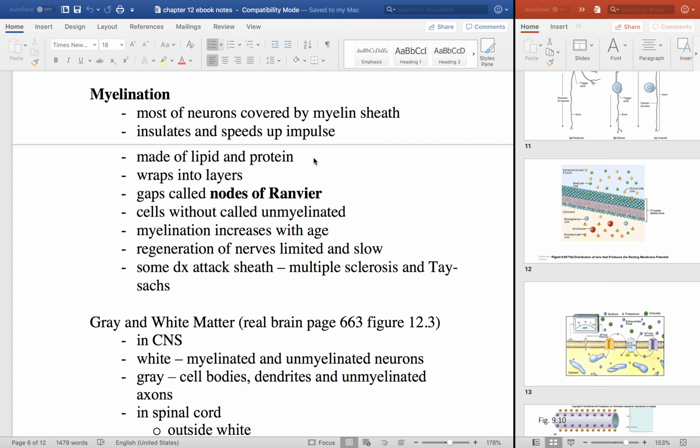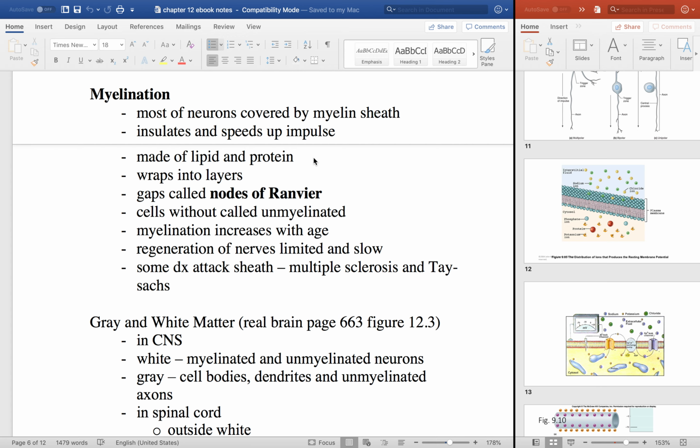So today what I'm going to talk to you about is myelination. Remember, myelination occurs with the Schwann cells in the peripheral nervous system and the oligodendrocytes in the central nervous system. Most neurons are covered with this myelin sheath, whether they're produced by the Schwann cells or the oligodendrocytes. They insulate and speed up an impulse. Remember, think of it as the insulation on a wire.